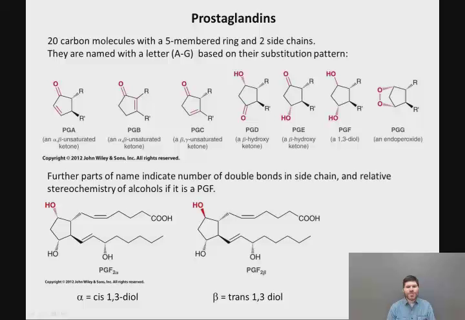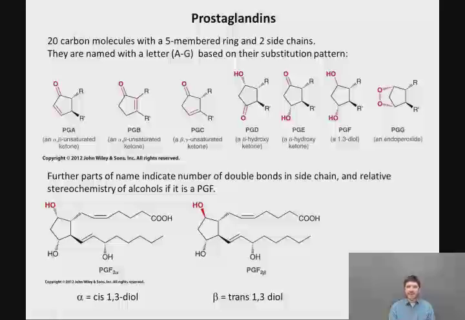Okay, so further parts of the name indicate the number of double bonds that you have in the side chain, and if it's a prostaglandin F, you actually have to consider the relative stereochemistry of the 2 alcohol functional groups. If the 2 alcohols are both pointing backwards and cis to each other, we consider that alpha. And if the OHs of the 1,3-diol are trans to each other, we consider that beta. Again, if you look at the OH indicated in red in the drawing, if it's back, it's alpha, and if it's up towards you, it's beta.